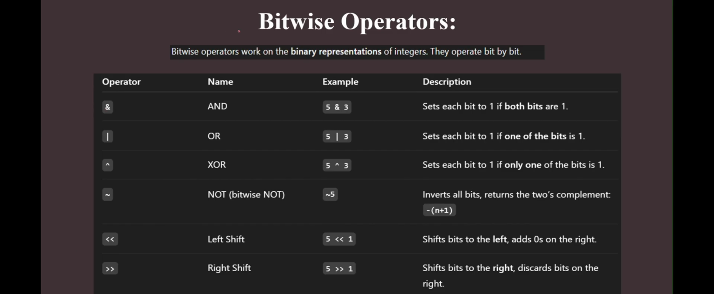Okay, so the very first thing that we will deal with is the bitwise operator. So what are bitwise operators? Bitwise operators deal with the binary representation of the integer and they operate bit by bit. Now, what does this mean?